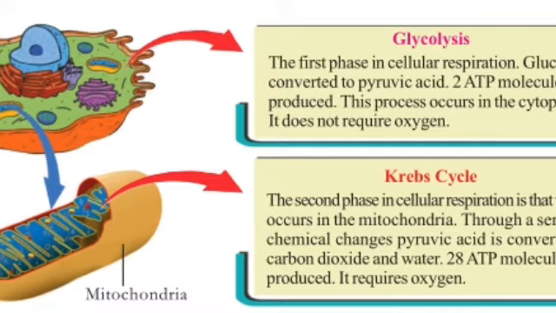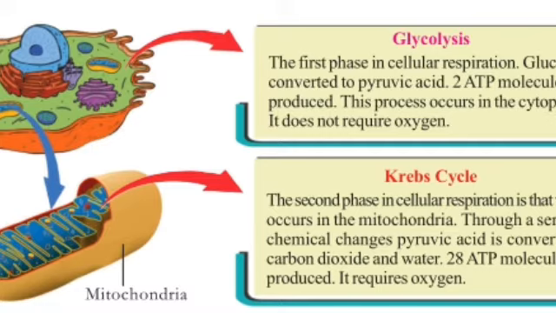Glycolysis is the first phase in cellular respiration. Here, glucose is converted into pyruvic acid plus 2 ATP molecules. ATP is the energy that is needed. This process occurs in the cytoplasm of the cell. It does not require oxygen.